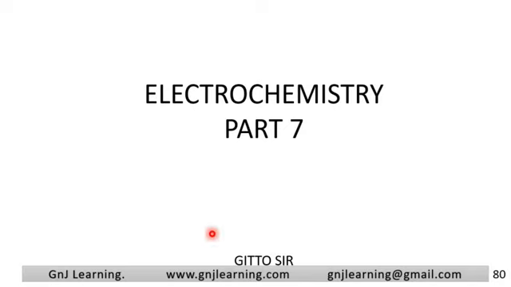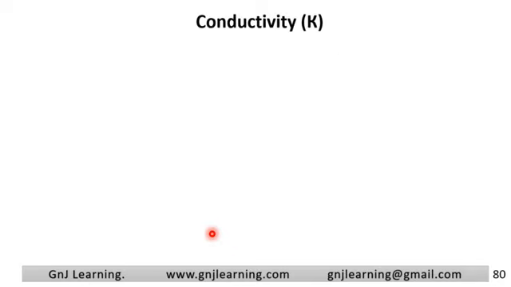Hello students, welcome to part 7 of the chapter Electrochemistry. In the last part we were discussing various properties of conductors. There were two types of conductors, electronic conductor and electrolytic conductor, and one such property was conductivity.